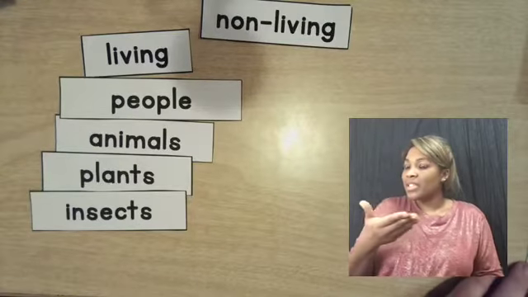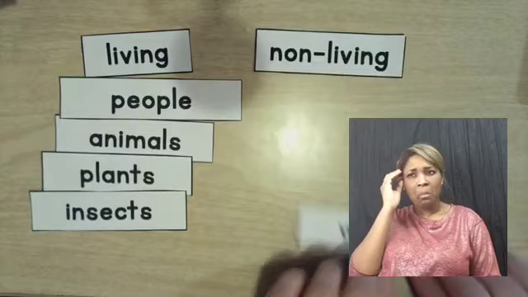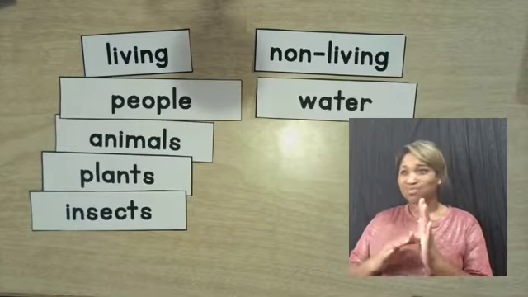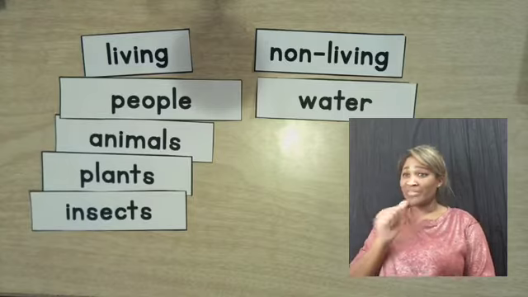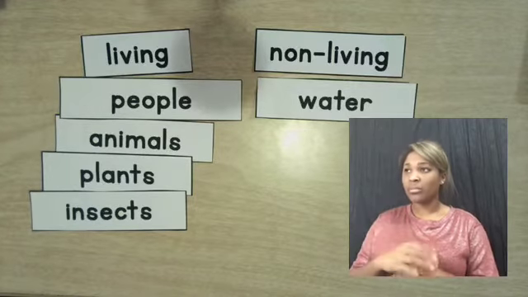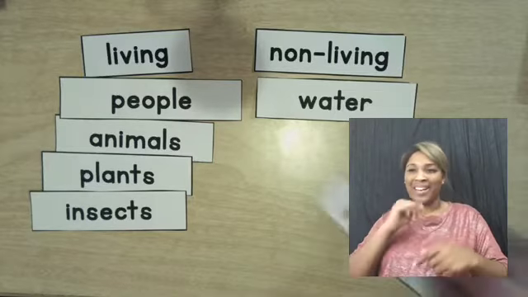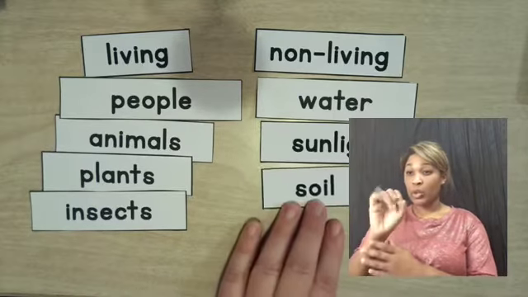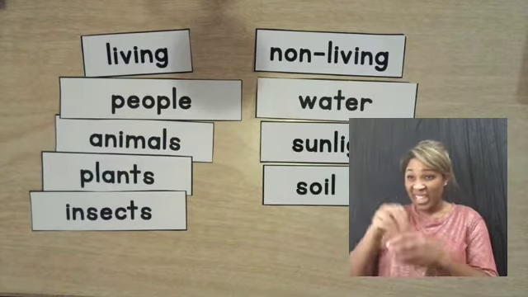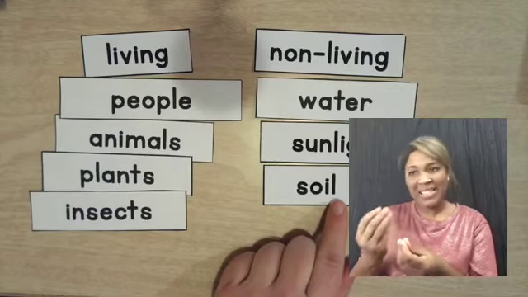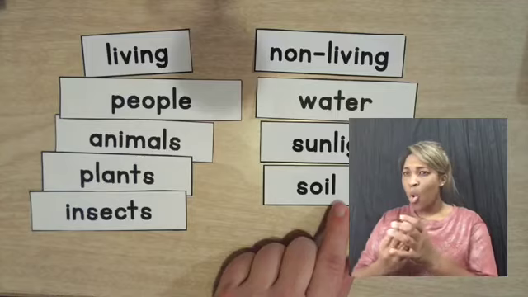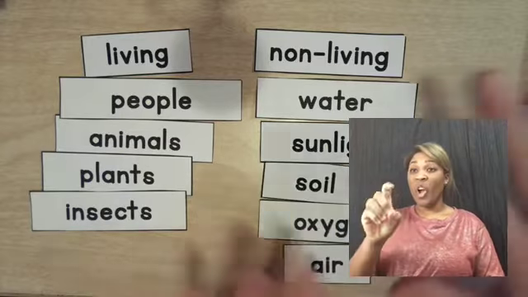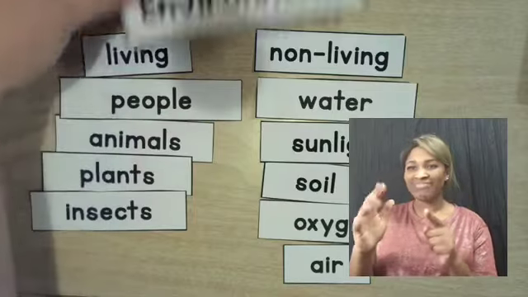What are some non-living things? That would be something like water. Water does not grow and develop. Water does not get rid of waste. Water does not respond to the environment or reproduce. So water is a non-living thing. Sunlight, also non-living. Soil, the dirt that you see in the yard, that is not something that's eating. It's not something that's getting rid of waste. It's not growing and developing. So soil is non-living. The oxygen and the air, these are all non-living things that we would find in the environment.